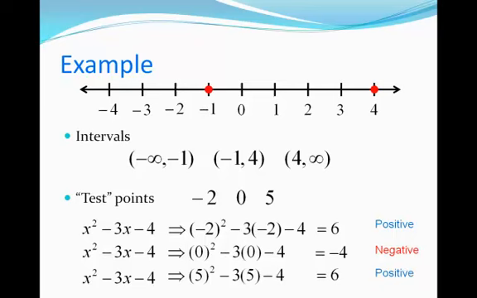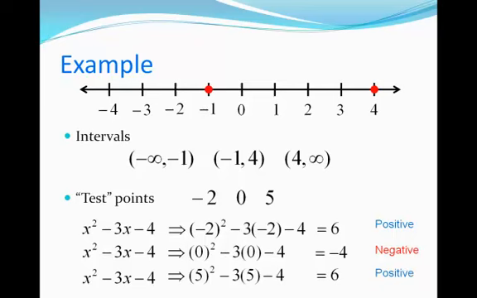Now, since we're interested in places where it is positive, greater than 0, we can see that our solution comes from the first interval and the last interval. So the -infinity to -1 and the 4 to infinity, those two intervals become our solution.